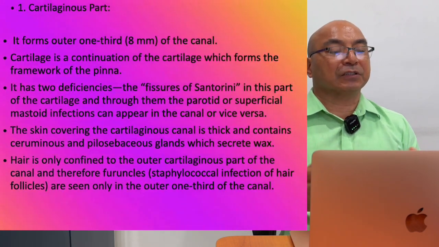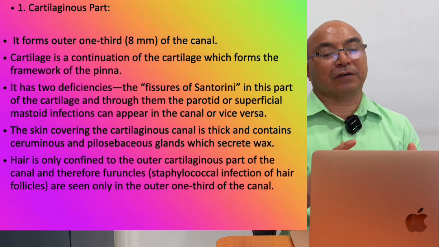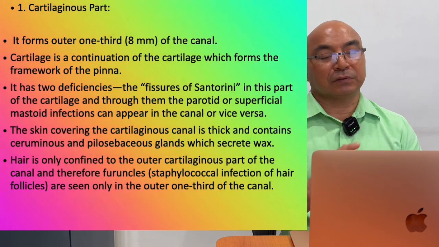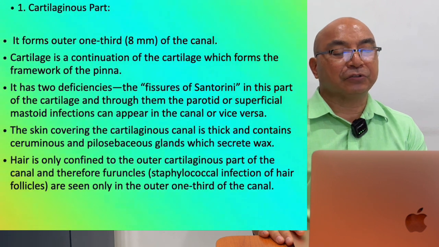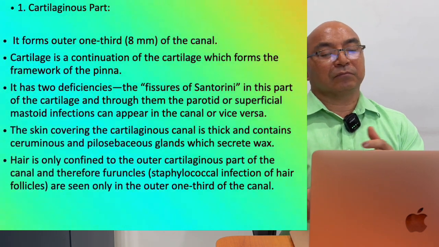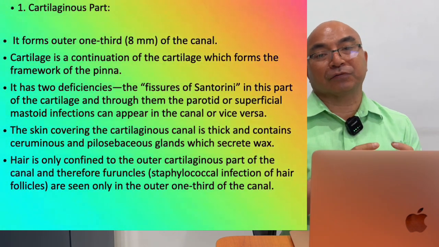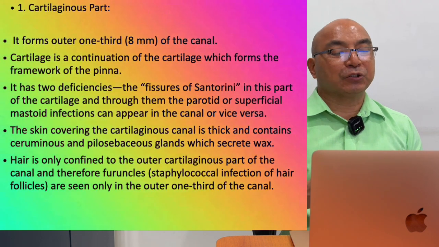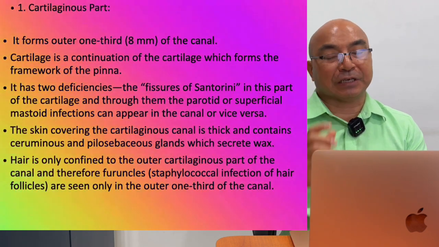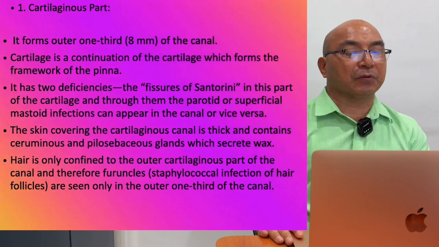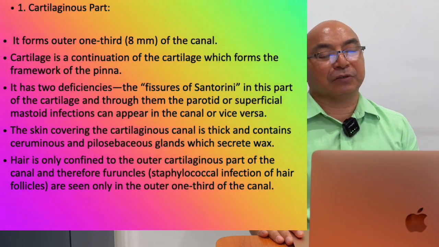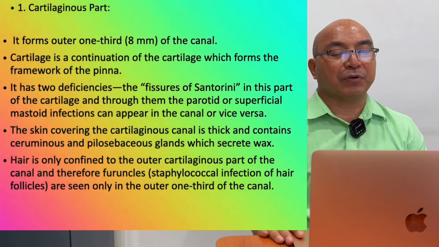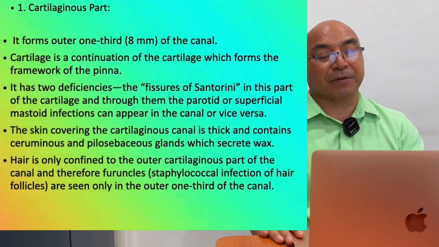Now the cartilaginous part forms 1/3, which is 8 millimeter of the canal. So cartilage is a continuation of the cartilage which forms the framework of the pinna. It has two deficiencies, the fissures of Santorini, in this part of the cartilage, and through them the parotid or superficial mastoid infections can appear in the canal or vice versa.